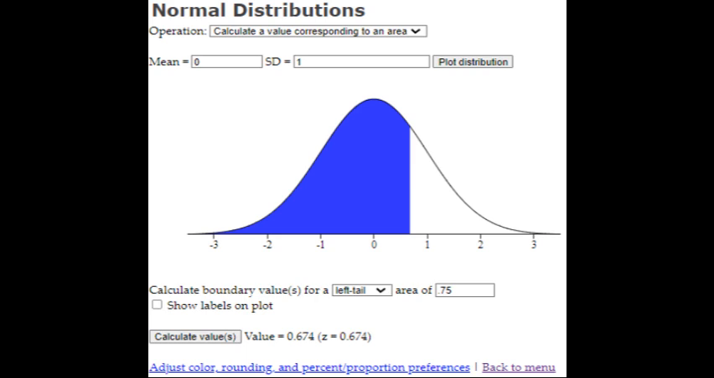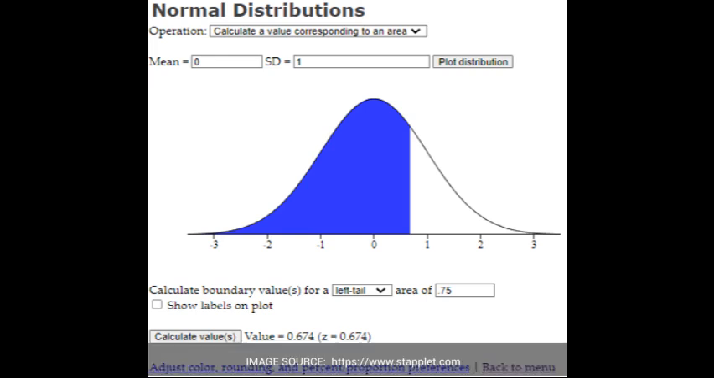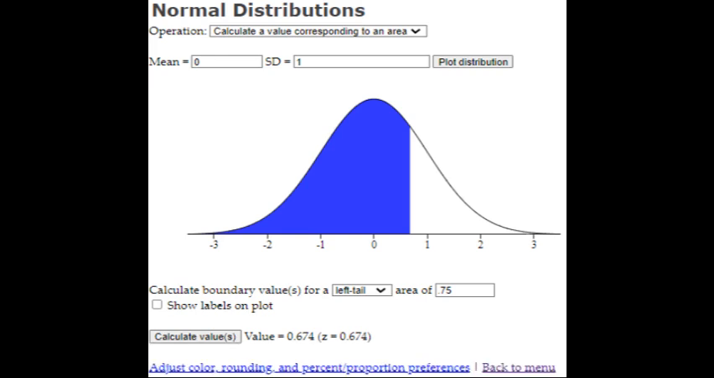In this case, under Probability and Normal Distribution, click on the drop-down bar to choose this operation of calculate a value corresponding to an area. Enter 0 for the mean and 1 for the standard deviation. The plot distribution will pop up, and we may choose to find the 75th percentile for the Heights dataset by choosing the left tail boundary in an area of 0.75. Click on Calculate Value, which produces a z-score of 0.674. This will be used in the next calculations to reach the value.